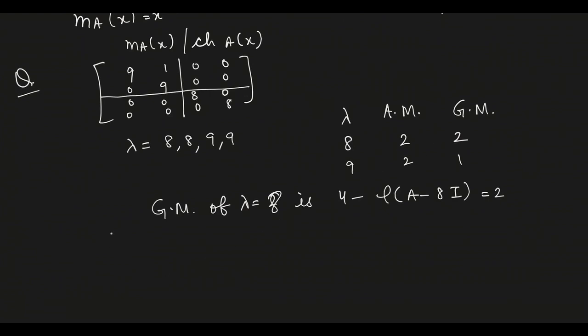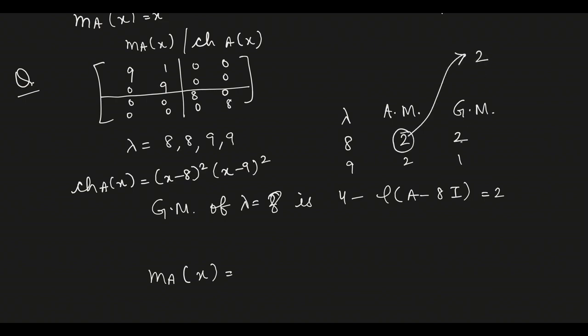Now, characteristic polynomial is... so in minimal polynomial for x minus 9, I need to partition this 2. How many times? GM times, 2 times. So 1 plus 1, and highest factor is 1. So x minus 8. I need to partition this, and GM is 1, so only one partition will be there. And highest factor is 2 only. So (x minus 9) square.